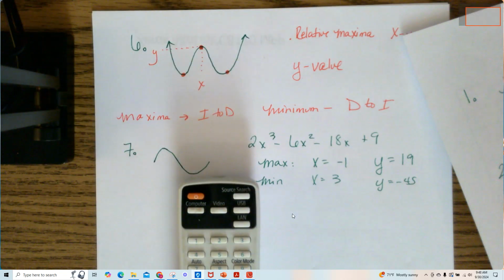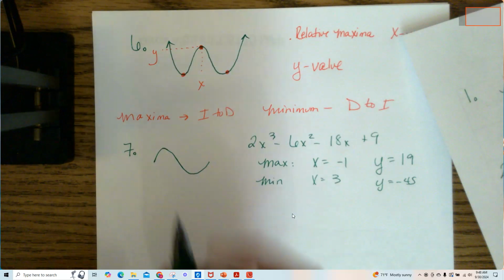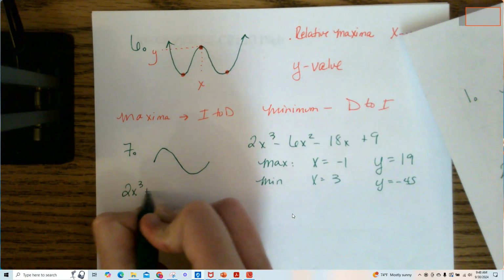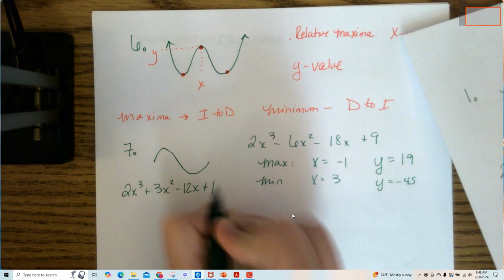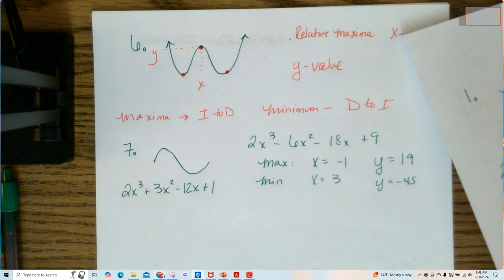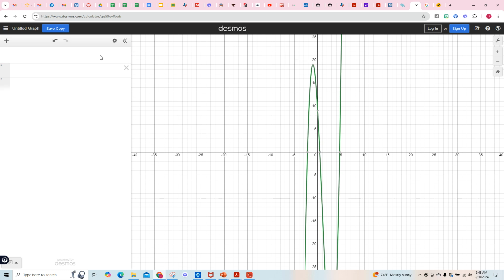So does anybody have a different equation on that one? I have 2x cubed plus 3x squared minus 12x plus 1. So Desmos, I like Desmos better because there's less steps.